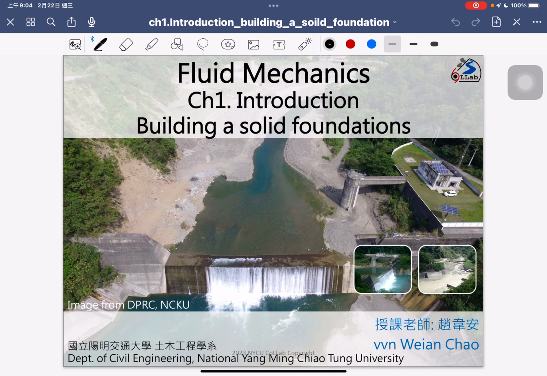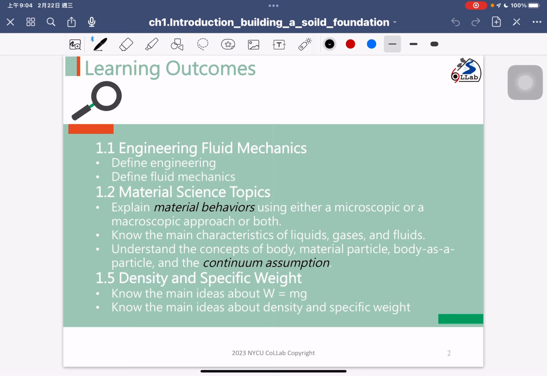Okay, in the second slide, I summarize all the learning outcomes for this chapter. During the class, I will teach you knowledge associated with fluid mechanics, but the problems we meet are engineering problems. So before learning the knowledge, we should first understand the definitions of engineering and then what fluid mechanics is. I will provide the definitions of these two important words later.